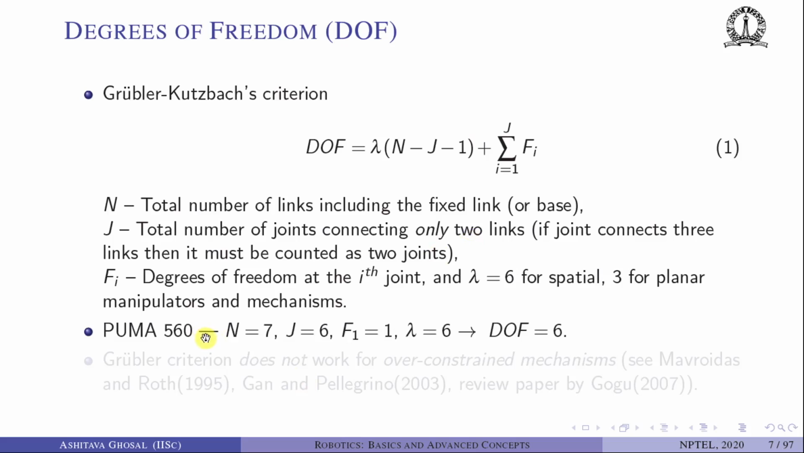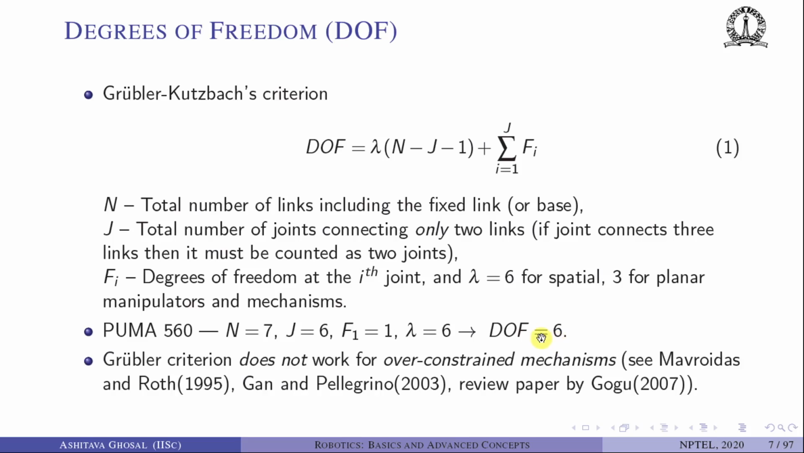So in the case of the PUMA, the number of links including the fixed link is 7. The number of joints is 6. Each of the joints is a rotary joint, so f_1, f_2 and so on are all equal to 1, and lambda is equal to 6 because it is moving in 3D space. If you substitute all these values, you will get degree of freedom equal to 6.